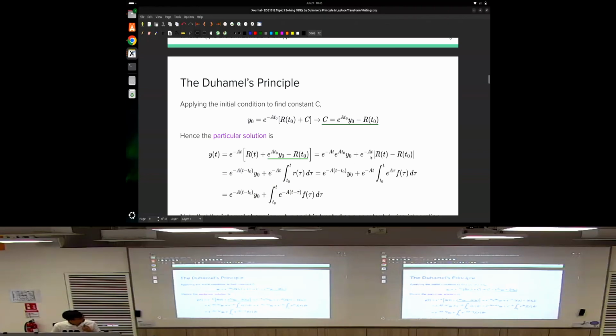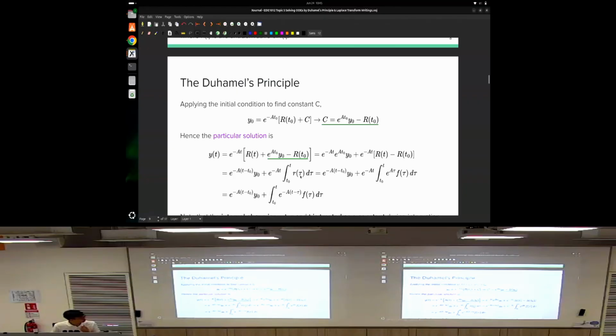Now this part, r of t minus r of t naught, is also written as the integral of small r of t dt. But because t and t naught will be in the limits, we change the integration variable to tau. Don't use t for the integration variable. I mean, you can use t, but you would mess up with the limit t.